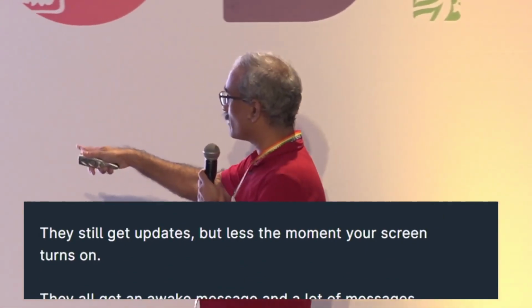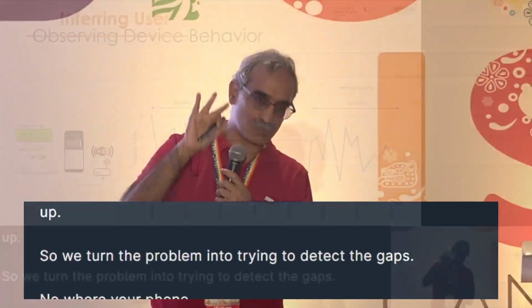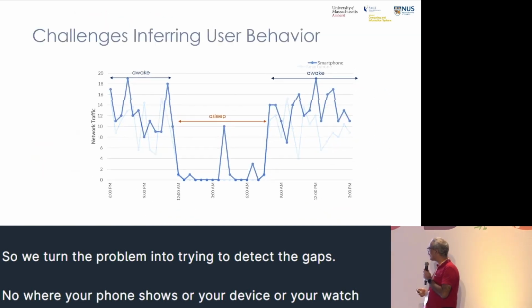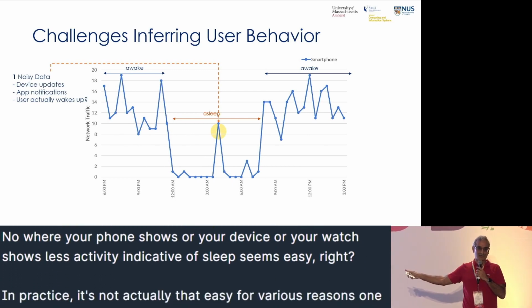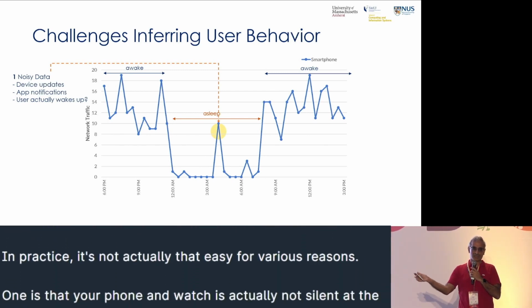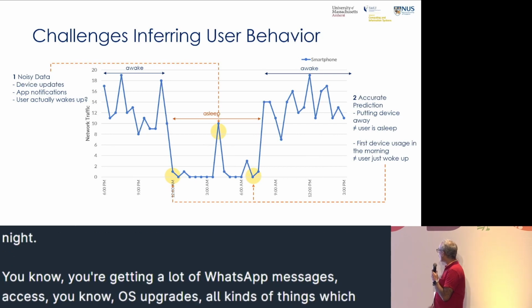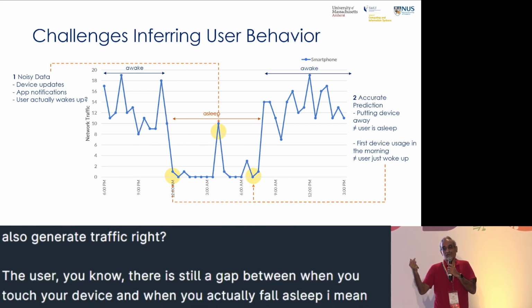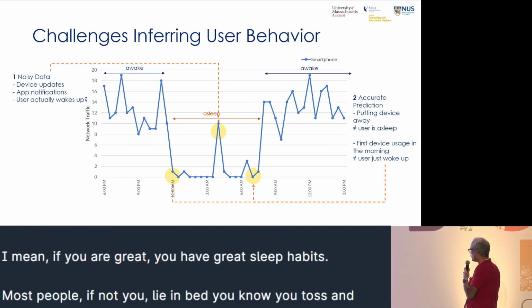So we turn the problem into trying to detect the gaps, where your phone, or your device, or your watch shows less activity indicative of sleep. Seems easy, right? In practice, it's not actually that easy, for various reasons. One is that your phone and watch is actually not silent at night. You're getting a lot of WhatsApp messages, OS upgrades, all kinds of things, which also generate traffic, right? There is still a gap between when you touch your device and when you actually fall asleep. I mean, it's not automatic. If you have great sleep habits, maybe. Most people, it's not. You lie in bed, you toss and turn a bit. So you still have that error there.